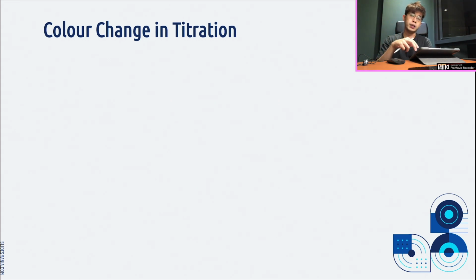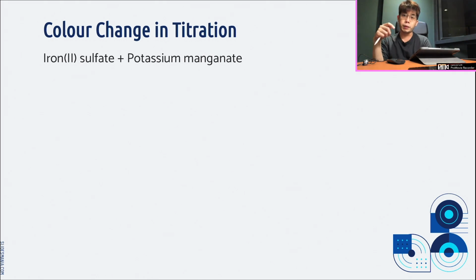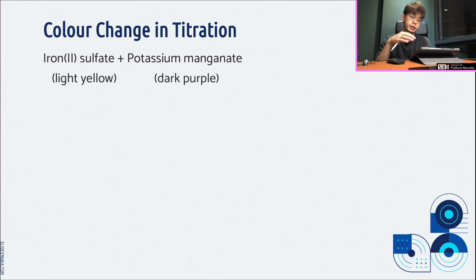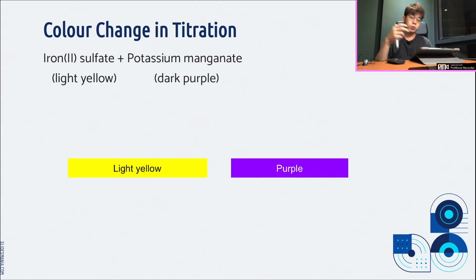Another color change, in this particular experiment that you'll be watching the videos on, is the titration between iron 2 sulfate and potassium manganate. Iron 2 sulfate is light yellow and will be found inside the conical flask, and potassium manganate is dark purple and will be inside the burette. When the reaction starts, the conical flask will be light yellow, which is the iron 2 sulfate, and then if we keep adding the potassium manganate and exceed, it will be purple.